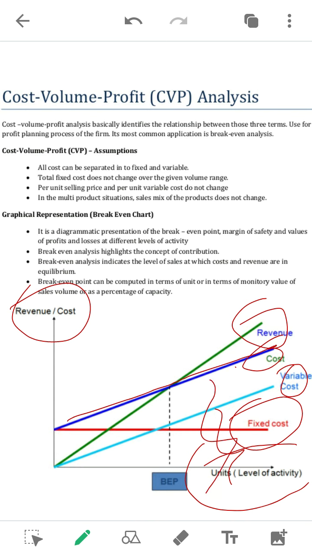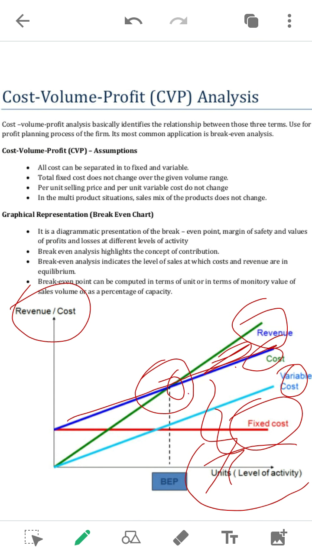And after the break-even point, it shows revenue. Here is revenue, and that point is the BEP, the break-even point, where the total cost line and revenue line intersect. This is the BEP point. BEP means where there is no loss or no profit.